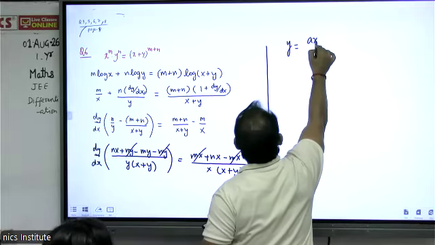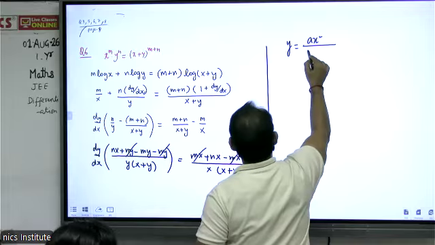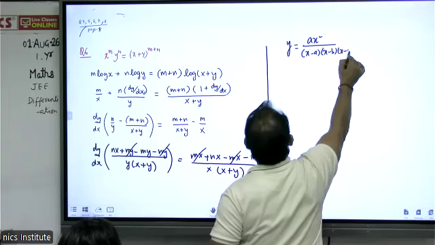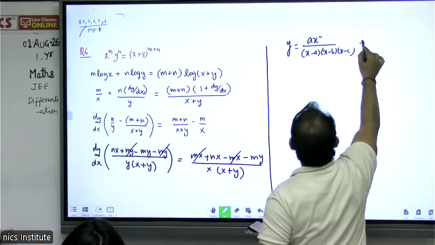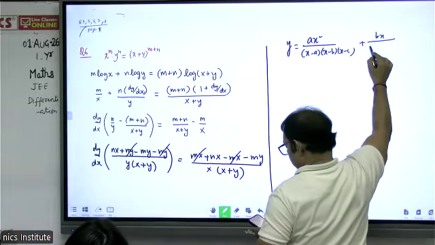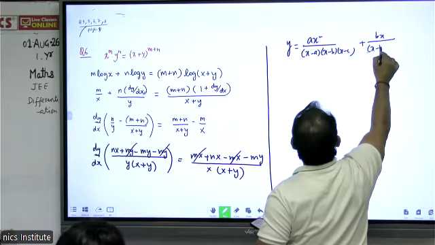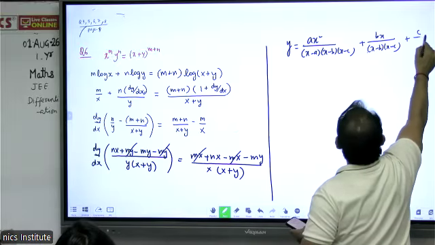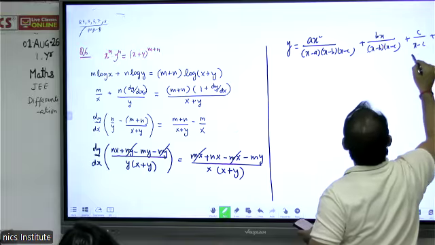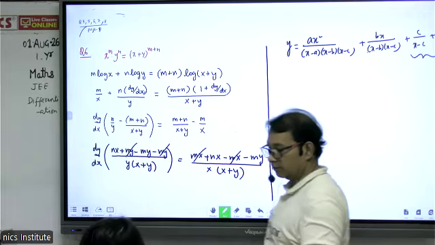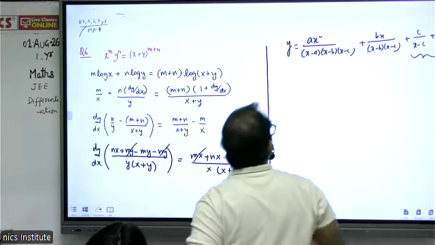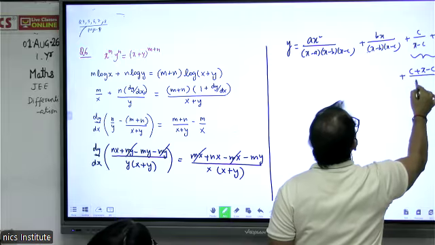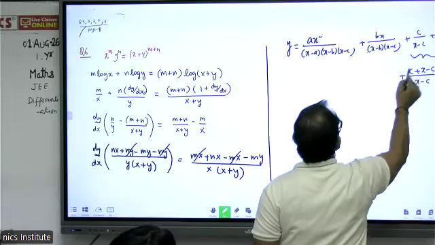y is x square over x minus a, x minus b, x minus c. Then you have bx divided by x minus b, x minus c. Then you have c divided by x minus c plus 1. Take LCM of these two first. If I take LCM of these two first, it will be c plus x minus c divided by x minus c. C and c cuts.